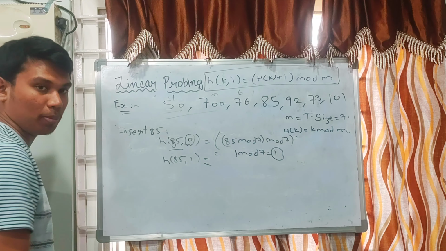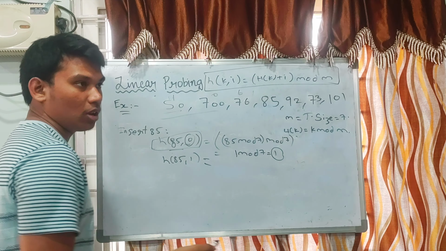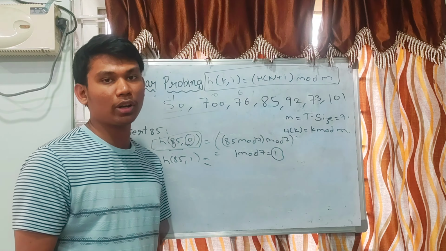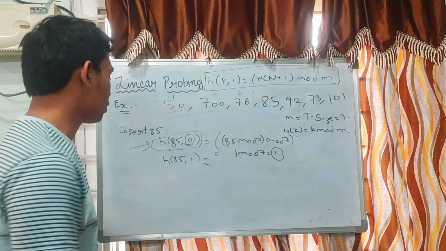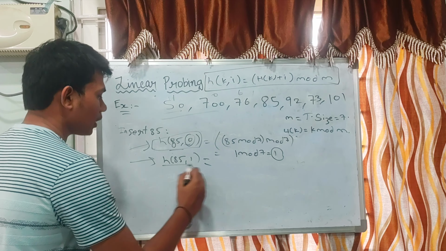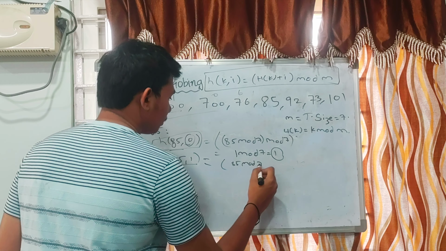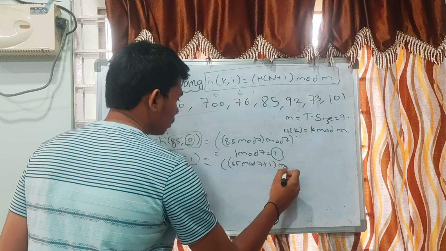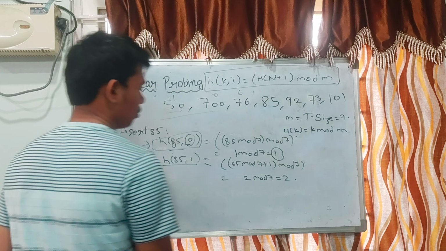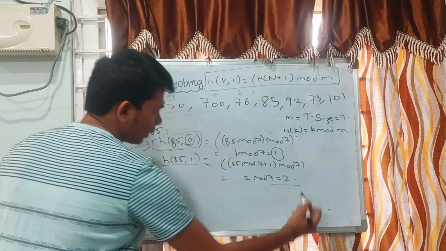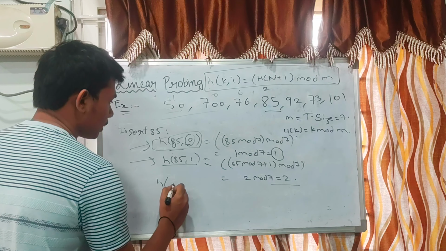Actually this is the technique of probing. Here we got a collision at the 0th probe. So probing means inspecting the other locations of the table, whether they are occupied or filled. As this is occupied, we are inspecting the next location by taking the probe number as 1. So h of 85 comma 1 is 85 mod 7 plus 1 mod 7. It is 2 mod 7 and the value is 2. As location 2 is not occupied by any other element, we can put our element 85 at location 2.